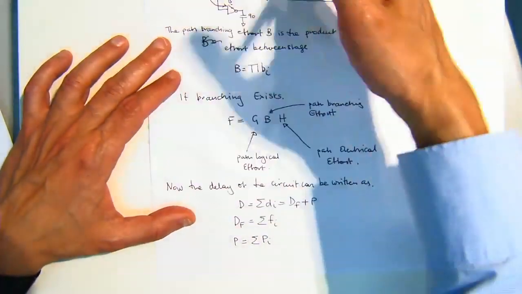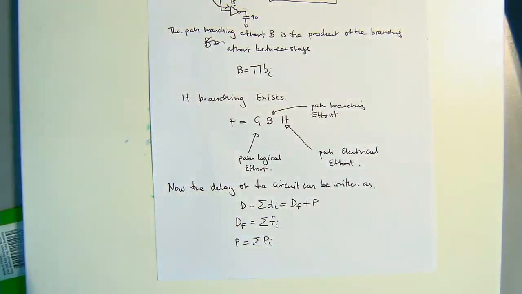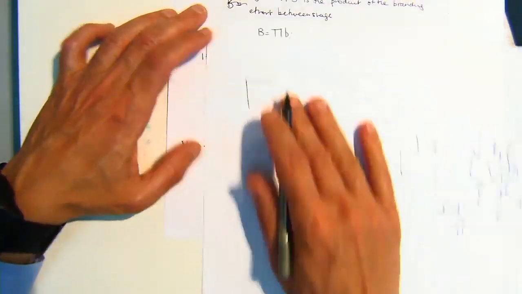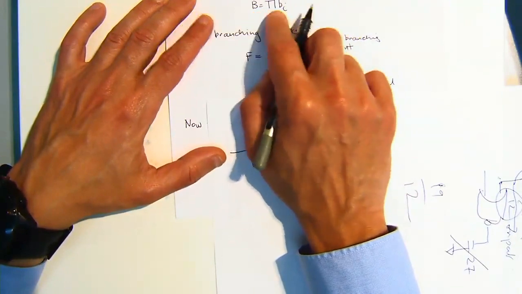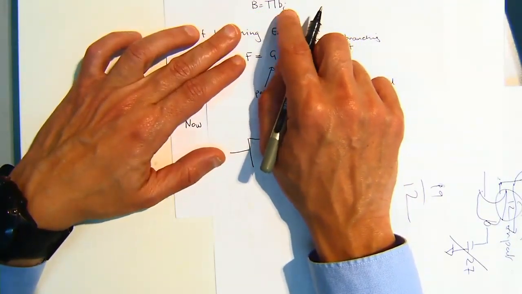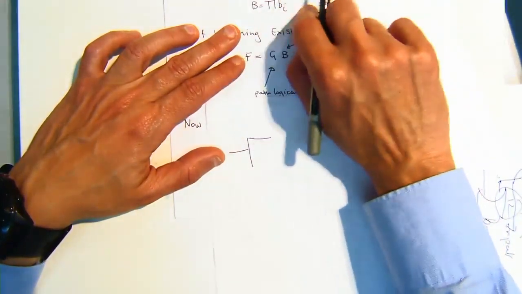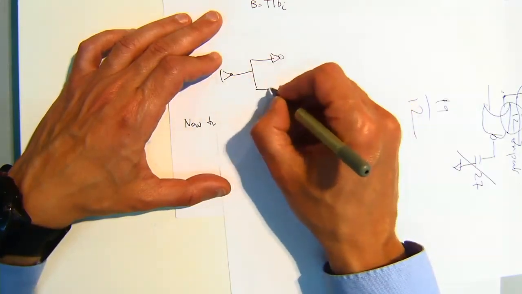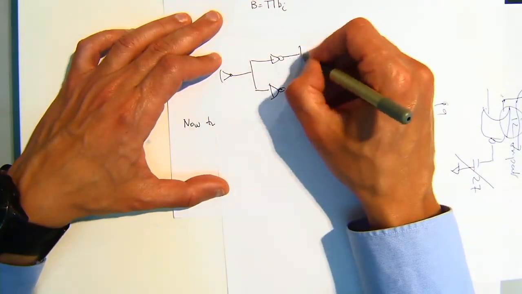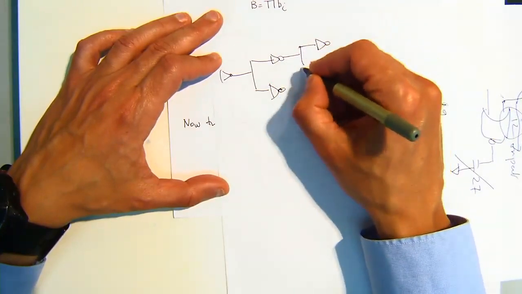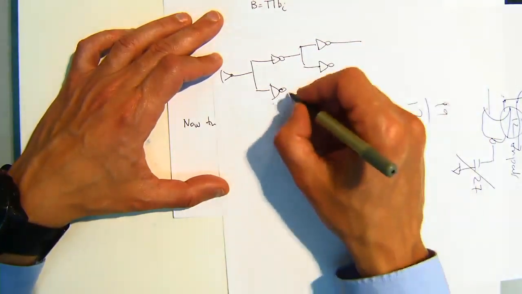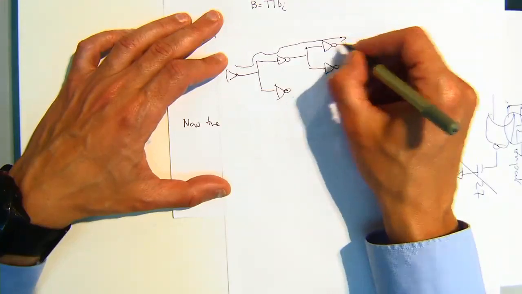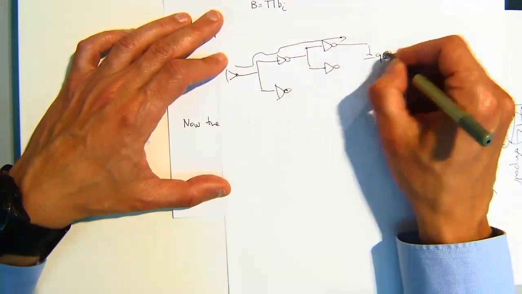And if you've got multiple branches, let's think of the following situation. The branching effort, if you've got multiple branches, is the product of the branching efforts. So suppose you had the following situation, and for argument's sake, just to make it easy, 15.